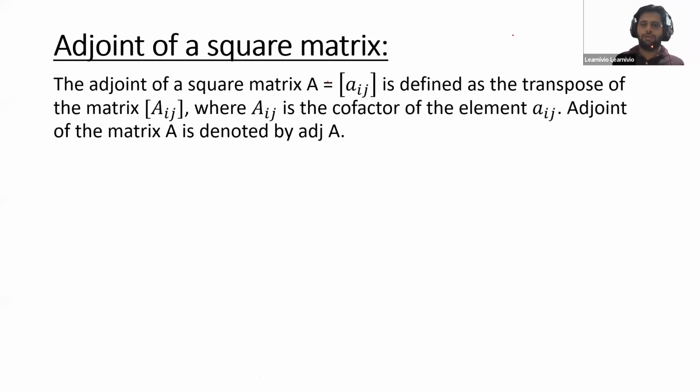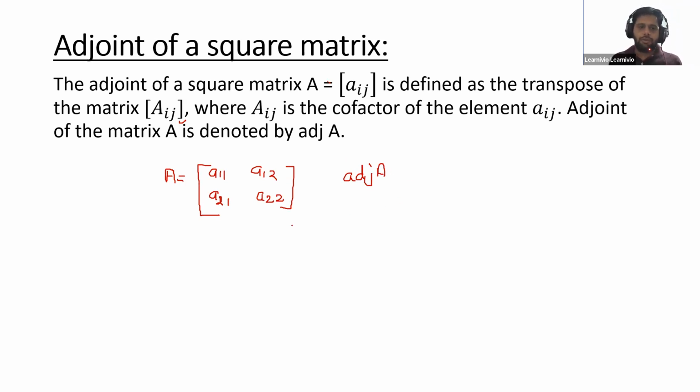So what is the adjoint? Adjoint of a square matrix is the transpose of the matrix of cofactors, where Aij is the cofactor of the element aij. Adjoint of the matrix is denoted by adjoint of A. So we will take an example and try to understand this. Suppose we have this matrix: this is A11, this is A12, this is A21, this is A22. First of all, adjoint is denoted by adjoint of A.